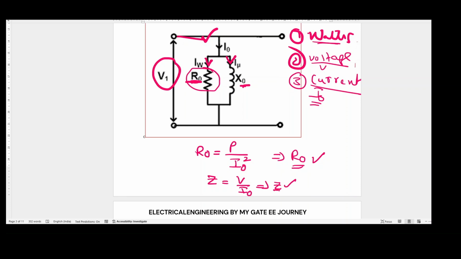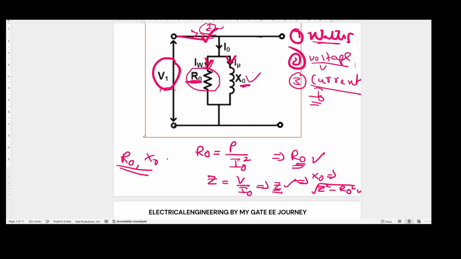You have Z and R0, so you can easily find X0. How? X0 is nothing but the square root of Z squared minus R0 squared. We know the current here, we know the parameter here, we know the total impedance, and from the total, these are only resistance components. If you remove R0 from the total impedance, you will be left with X0. So in this method, you can find the shunt parameters, nothing but R0 and X0.